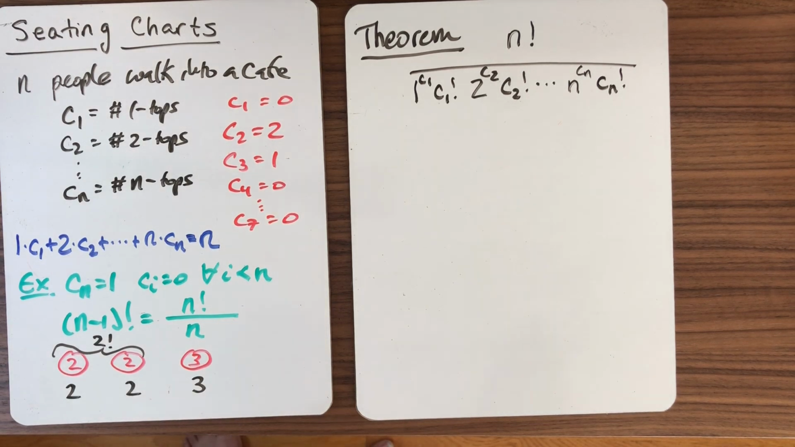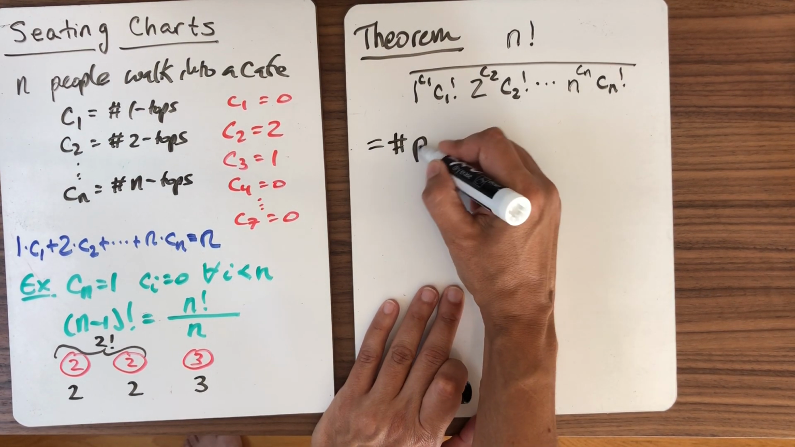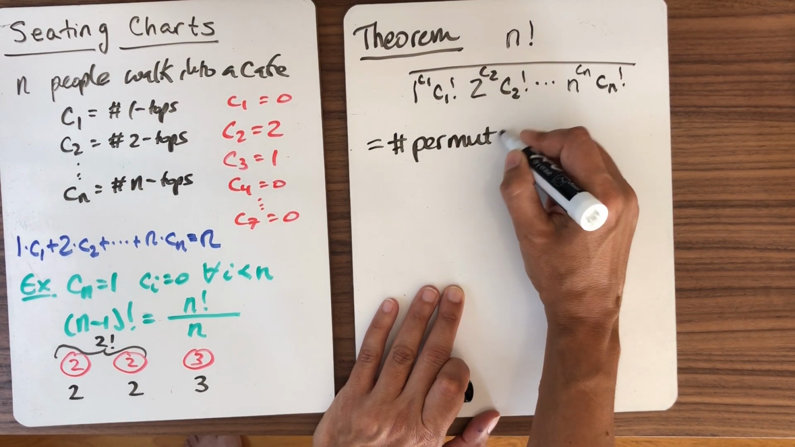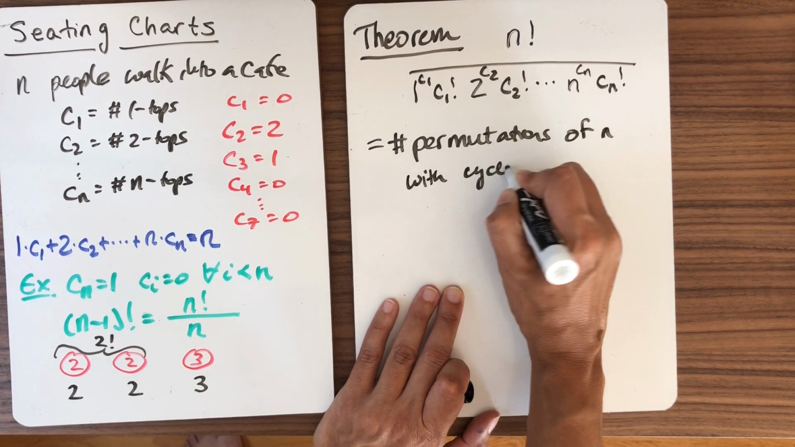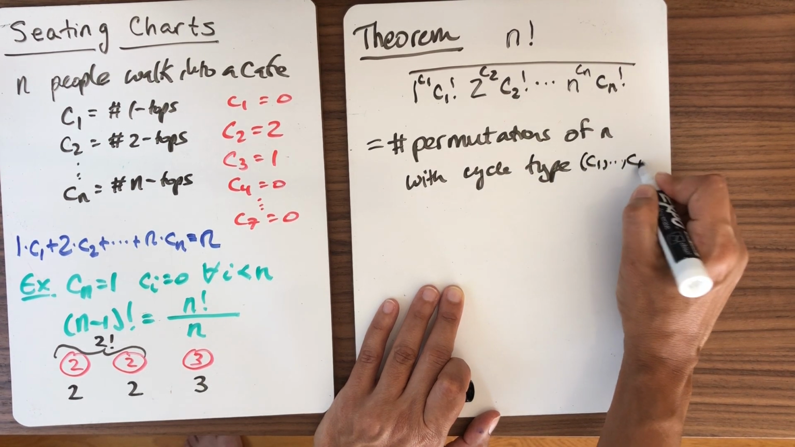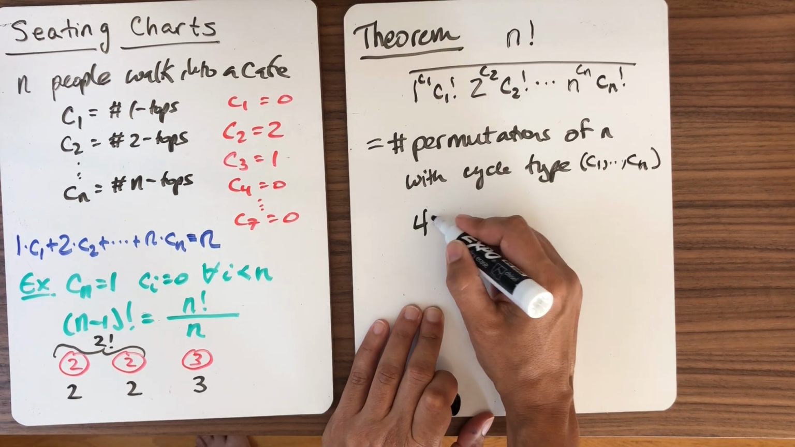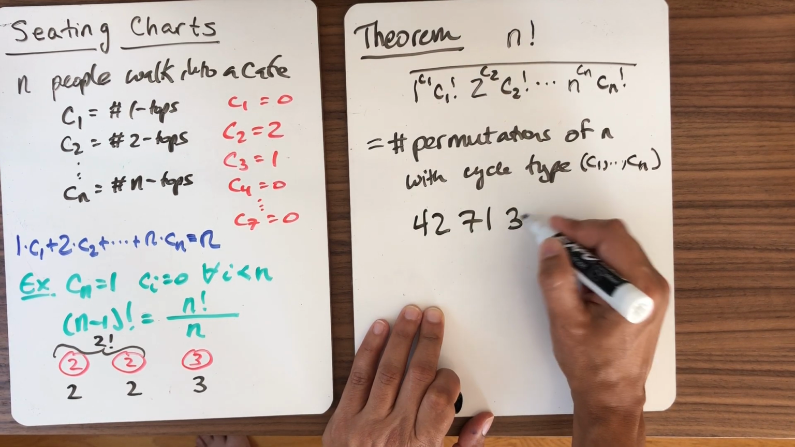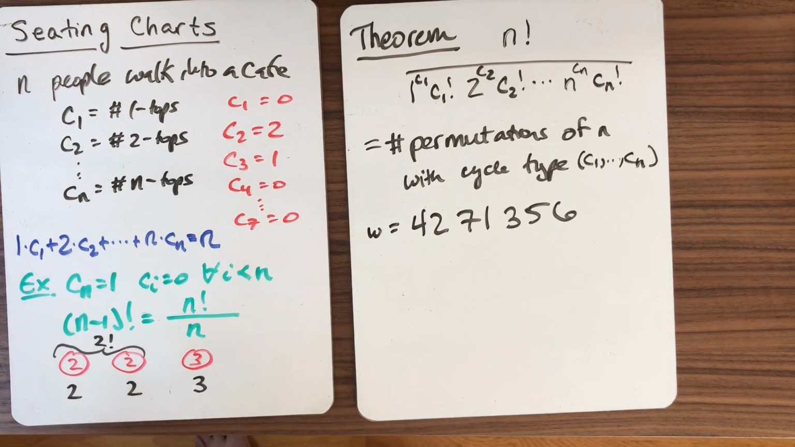And this is also, just to make it less cute of a problem, the number of permutations of n with cycle type C1 up to Cn. So remember the cycle type, cycle notation for a permutation, if we took a permutation something like 4, 2, 7, 1, 3, 5, 6. So if this is our permutation written in 1-line notation, then we can think of it in cycle type.